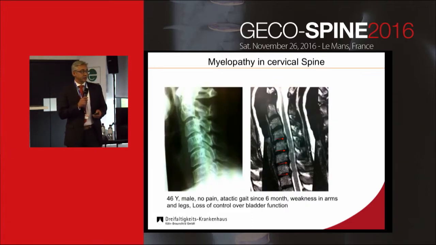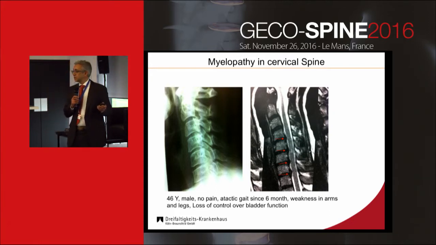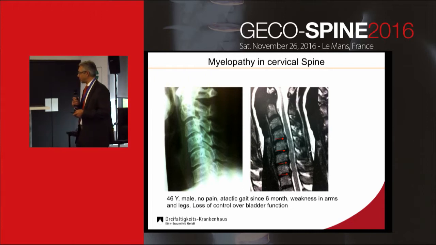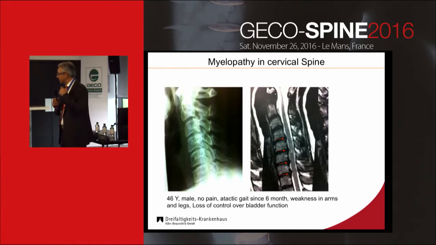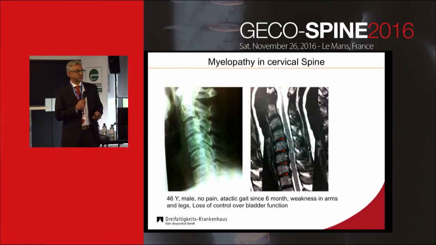Even here, maybe, a 46-year-old male, no pain, but atactic gait since 6 months, weakness in the arms and legs, loss of control over bladder function. So in this case, you may discuss, is it a case for a TDR? Would you go for a TDR? Jean-Yves? I would go for decompression. Decompression at first and then C... Laminoplasty? And then I don't like the posterior approach because also of the weakness of the muscles, and the approach is also a little bit, I don't like it too much. So I treat the patient in a different way.